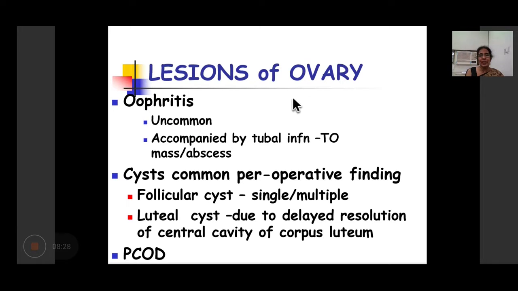Because the pus cannot drain itself, it gets collected in the ovarian parenchyma. So it may present as an abscess in the ovary called an ovarian abscess, or along with the fallopian tube, it would be a tubo-ovarian abscess or a tubo-ovarian mass lesion, and that would present with systemic symptoms of acute inflammation, which would be fever, abdominal pain, pelvic pain, dysmenorrhea. Those are the usual features that you will get in patients with oophoritis.